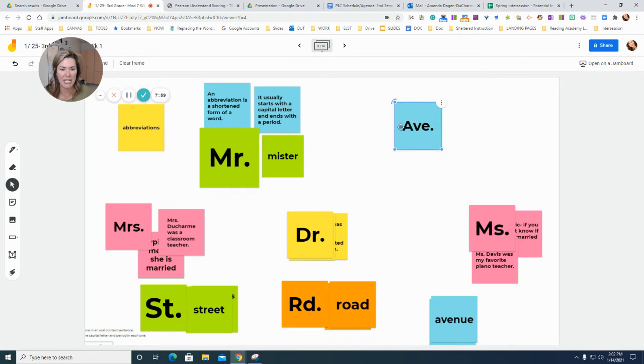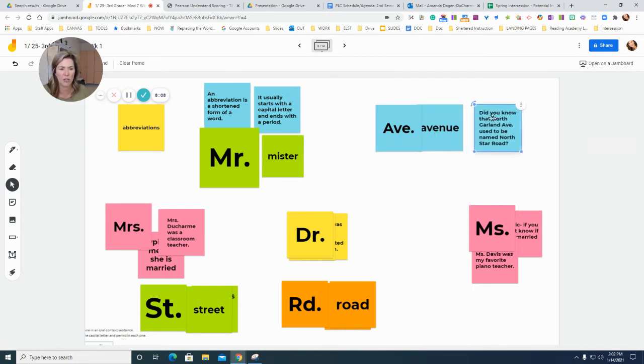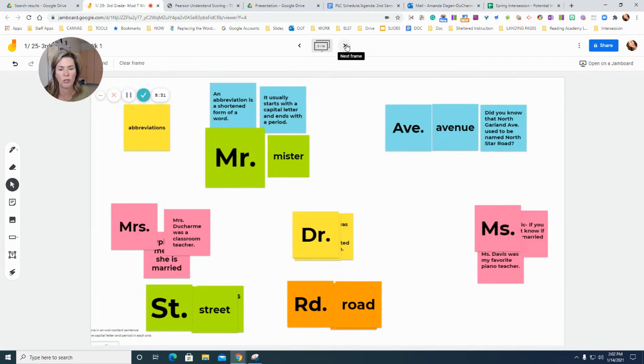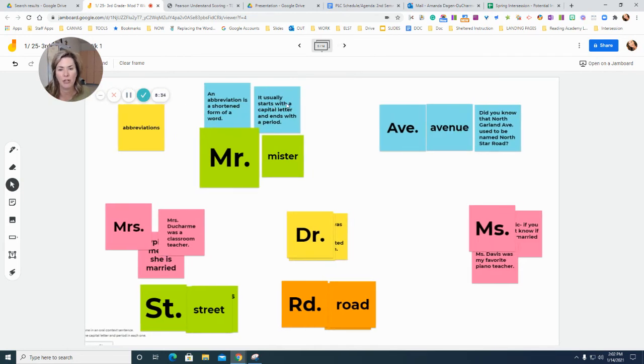Okay, so capital A-V-E, period, is short for avenue. A-V-E stands for avenue. Did you know that North Garland Avenue used to be named North Star Road? Fun fact. So when you have an abbreviation, remember that it is a shortened form of a word. And also, our compound words are two words that are put together to form one. So an abbreviation is the shortened form of a word that has a capital letter and a period, and a compound word is when you have two words put together to form one.